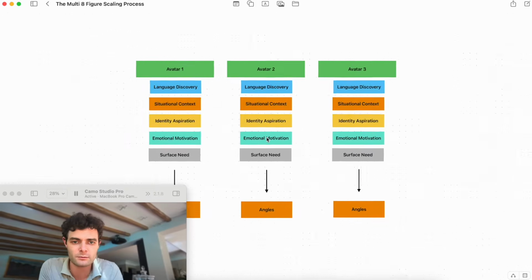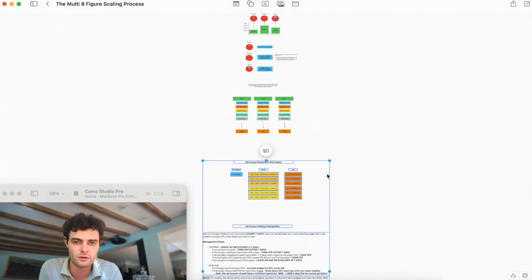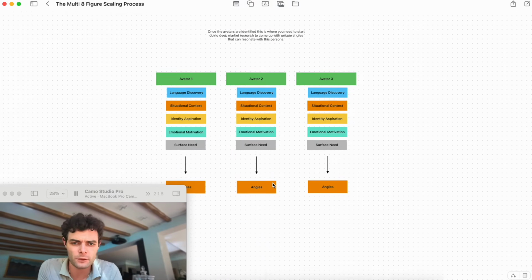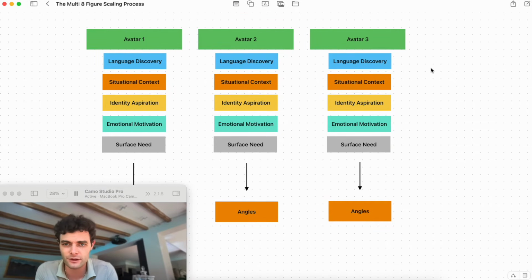Now, one last thing before I share with you over here, as I said, I'm going to go over the ad account stuff, so bear with me for just a second. I'll also show you the ad account for a client. But the thing that's really important that is allowing brands to scale to 8 figures is the research behind these avatars.